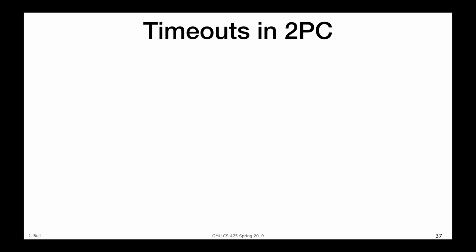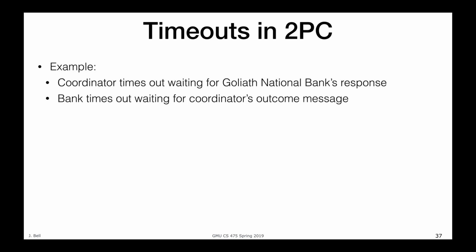So for crashes, we have this story, right? Eventually a machine will come back up, we logged stuff, and we can keep going. But what happens with timeouts? We want to have some amount of liveness where the system will keep making progress, and we can set some bound and say, by the end of the week, this transaction will be done. Hopefully we mean within milliseconds, this transaction is done. So those are the cases where we have the coordinator maybe timing out waiting for a bank response, or the bank timing out waiting for the coordinator's final outcome message.